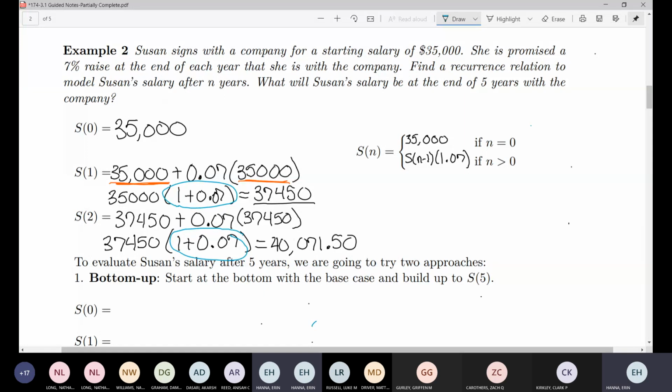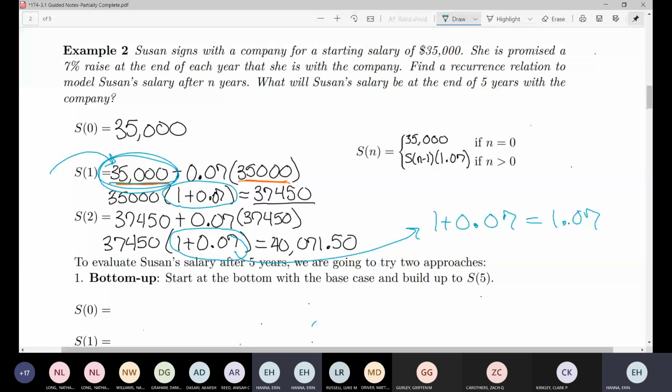Where did you pull the 1 from? You mean that? Yeah, where did you get that? Oh, where'd I actually get the 1 from? Got it. Looking at this line here, I have 35,000 plus 0.07 times 35,000. Both of those things that are added have a 35,000, so I pulled it out. But if I pull a 35,000 out of here, I need to keep its place. So that's why there's that 1 that shows up there.